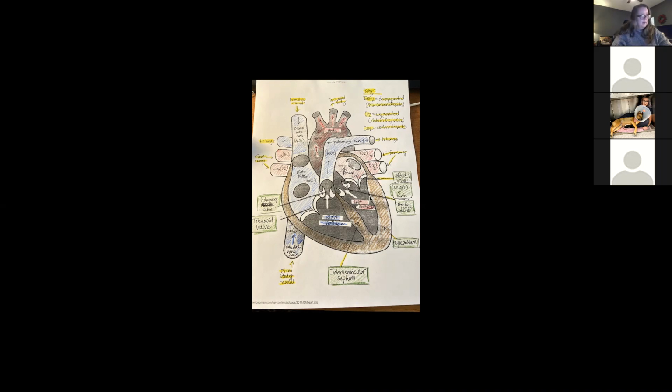Okay. I might say, what does this chamber have, oxygenated or deoxygenated blood? What is this? This is the septum. There is muscle there, but the job of this is to separate the ventricles.